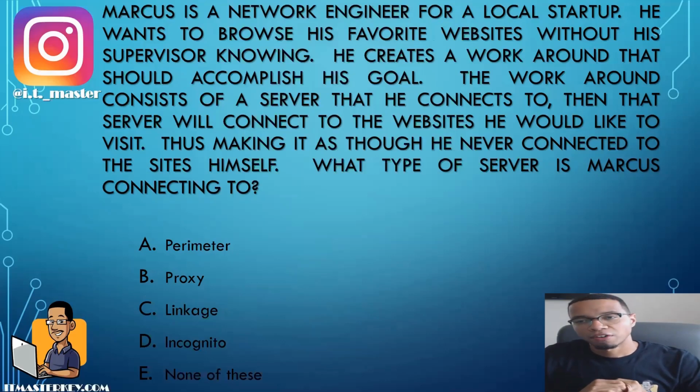Marcus is a network engineer for a local startup. He wants to browse his favorite websites without his supervisor knowing. He creates a workaround that should accomplish his goal. The workaround consists of a server that he connects to. Then that server will connect to the websites he would like to visit, thus making it as though he never connected to the sites himself. What type of server is Marcus connecting to?